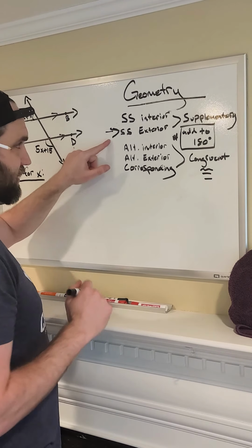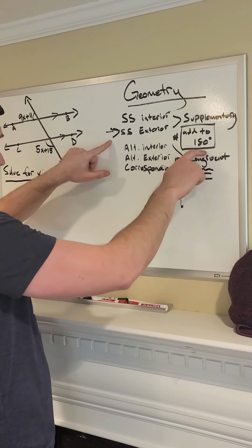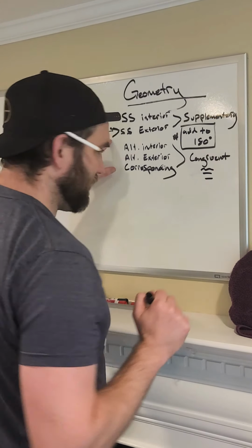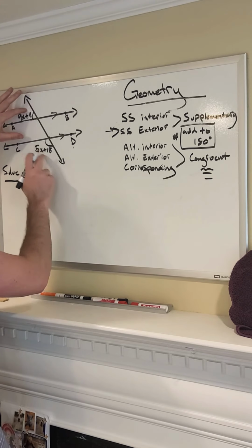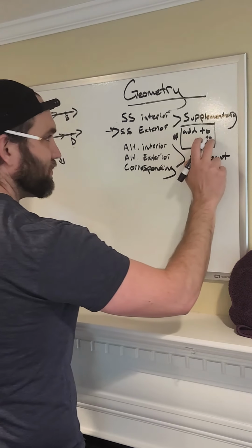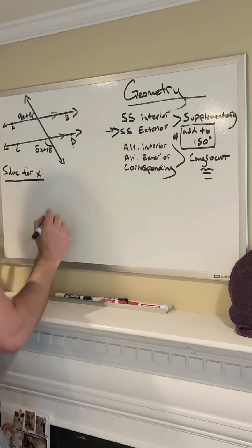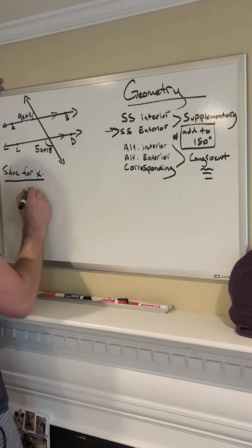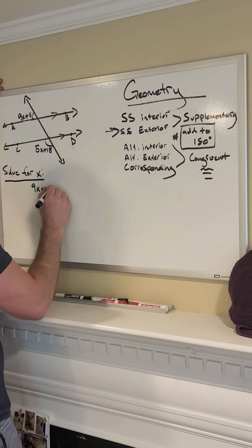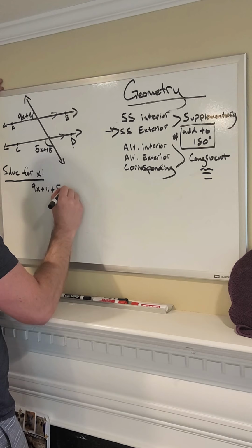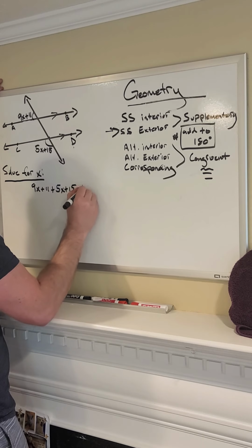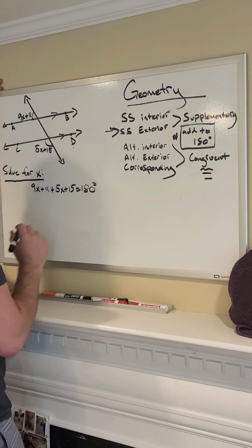So what do we know about same side exterior angles? They add up to 180 degrees. All right, so that tells me that this angle plus this angle equals 180 degrees. So let's set it up. 9x plus 11 plus this angle down here, 5x plus 15 equals 180.